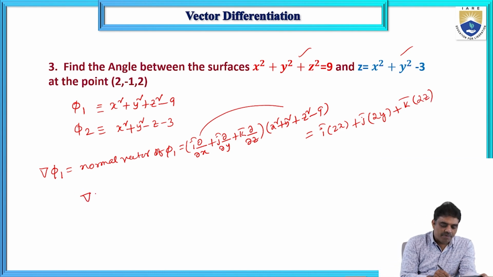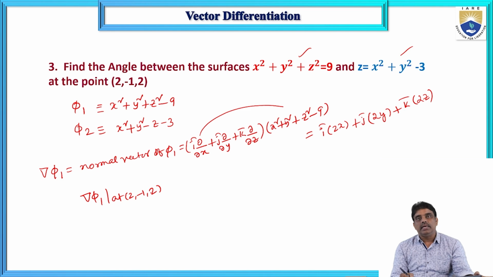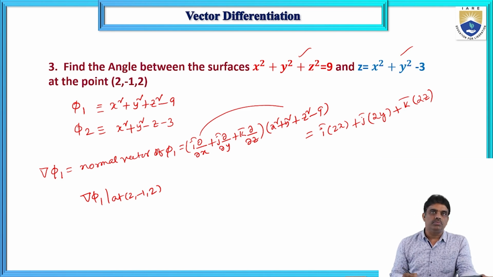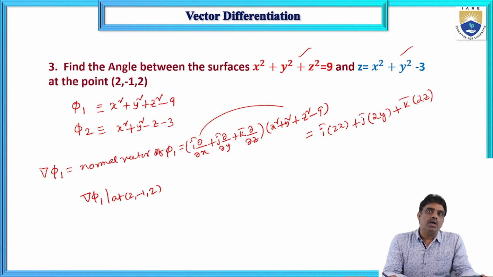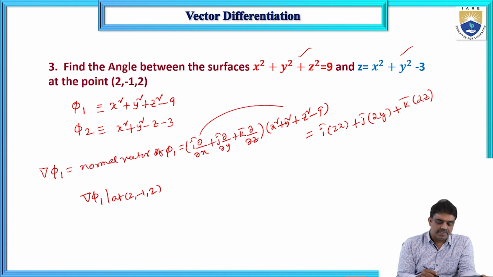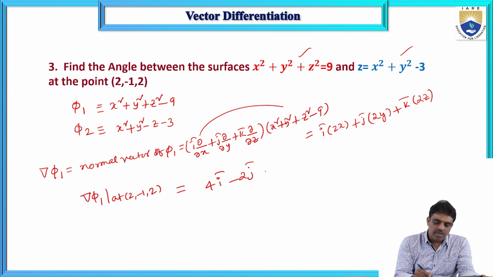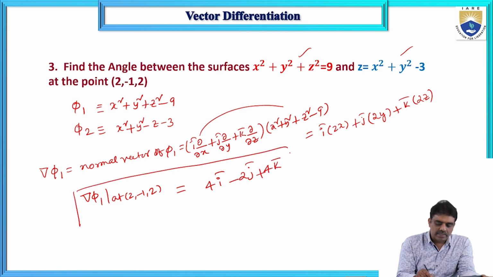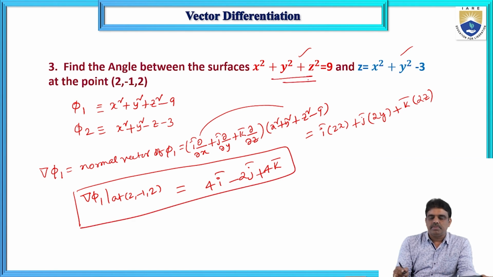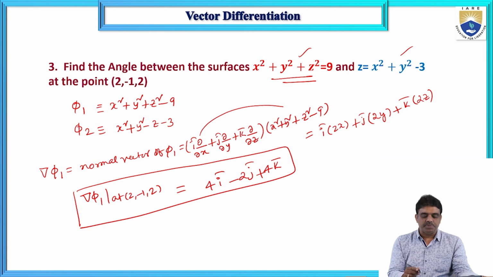Now grad phi 1 at the point 2, minus 1, 2 is the normal vector at that point. Grad phi 1 is a normal vector to the first surface. Substituting the values, 2 into 2 is 4 i bar, plus 2y j bar, that means 2 into minus 1, that is minus 2 j bar, plus 2z k bar, that is 4 k bar. This is the normal vector to this surface, the surface of the sphere.